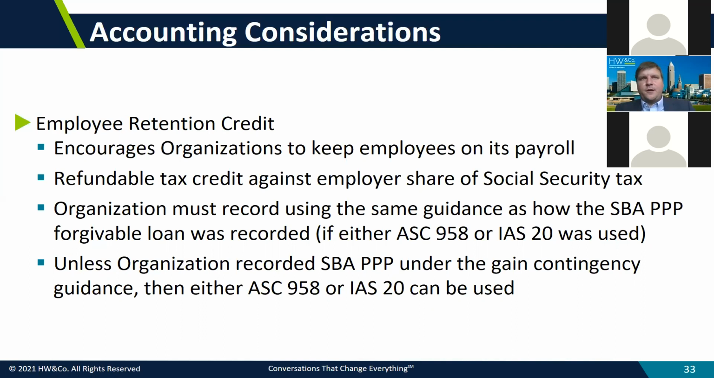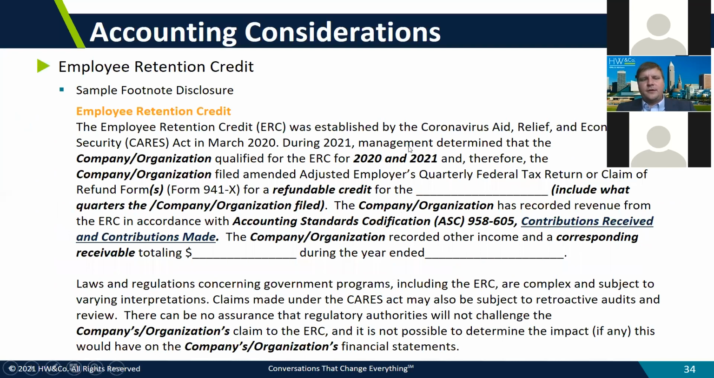I would say for the most part, what we're seeing is that organizations are using 958, and that's saying that as soon as they know, or as soon as they have made the assessment themselves or from an outside third party that they qualified for this, and they're going to amend their 941s and get this money, it's being recorded then as a conditional grant on their 2020 books, assuming they went back and requested this credit for 2020. So that's kind of what we're seeing in our client base right now. And there's actually a sample footnote in here, which kind of gets into a little more detail on that.